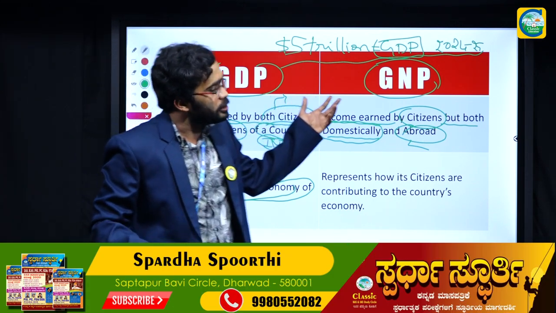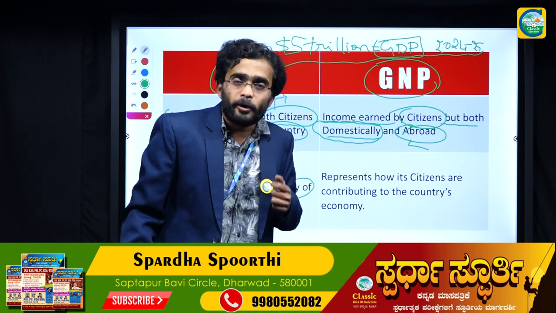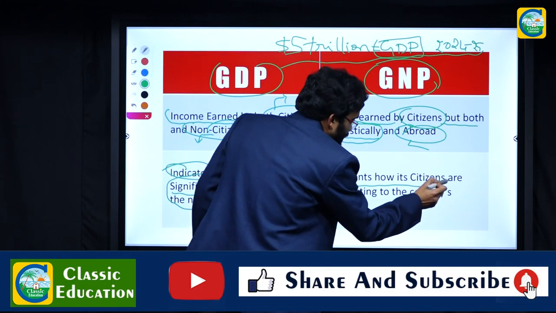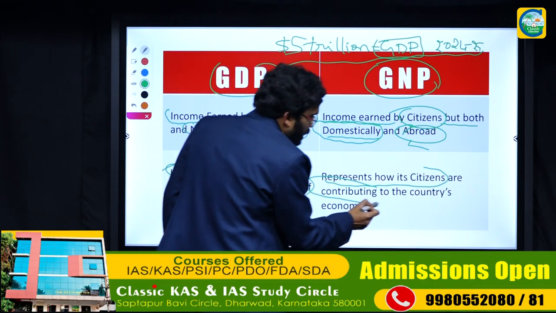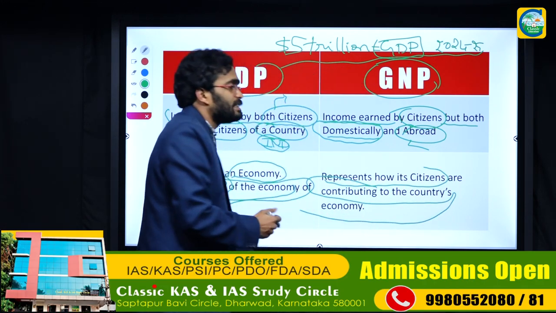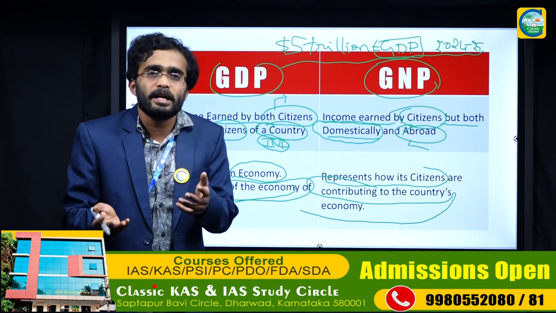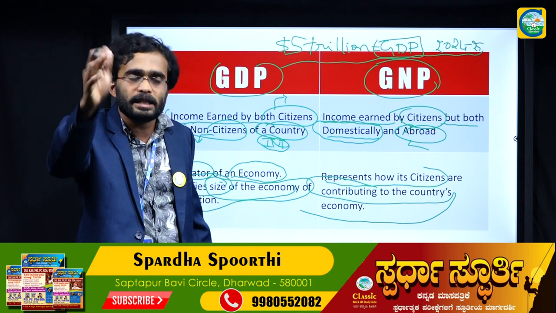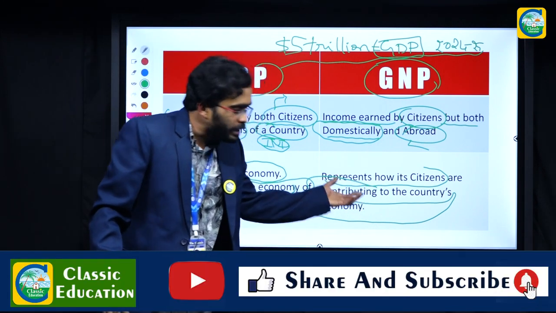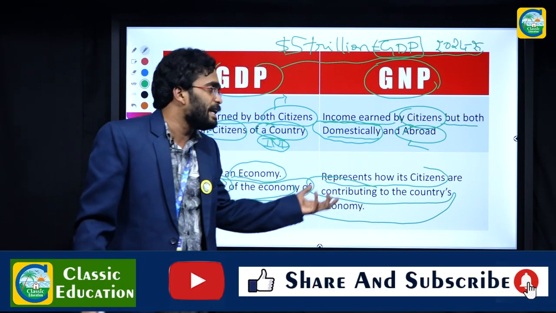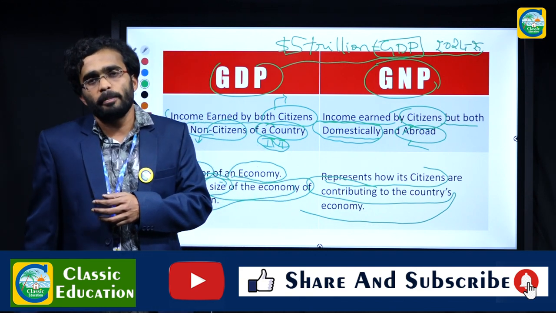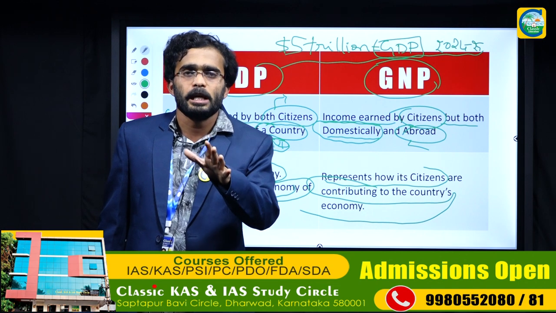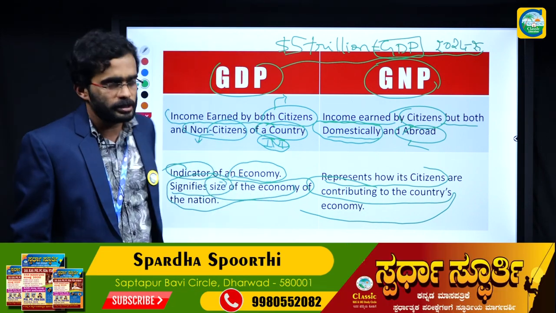So what does gross national product signify? Gross national product represents how its citizens are contributing to the country's economy. How much the citizens are earning, no matter whether they are residing inside India or outside India, in UK, Argentina, etc., shows how they are contributing to the country's economy. This should make the concepts of GDP and GNP very, very clear, students.